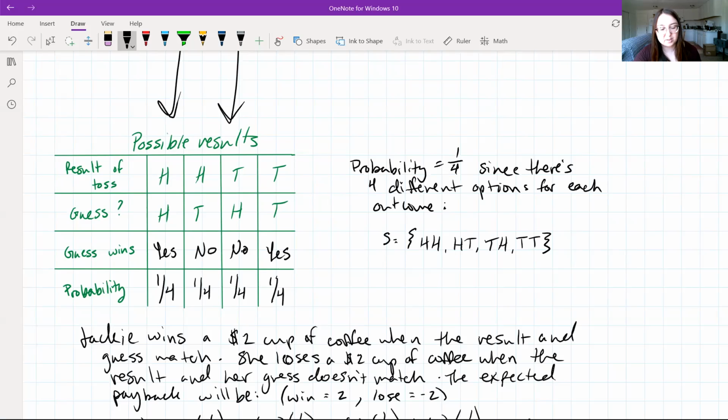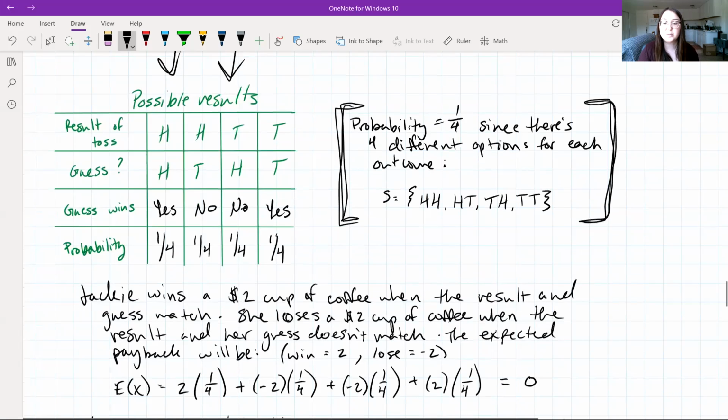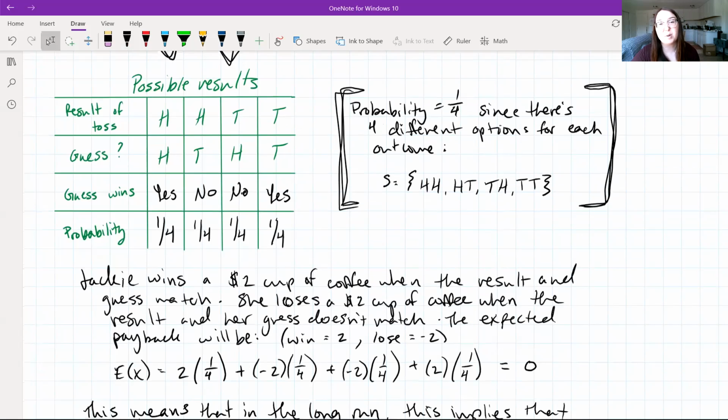So that means that the toss could have been heads and she had guessed heads, or it could have been heads and she guessed tails, or it could have been tails and she guessed heads, or it could have been tails and she guessed tails. So let's just put that in a little box. So that's why the probability is 1/4 and it's not 1/2.